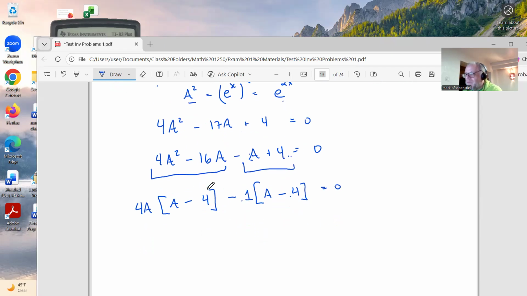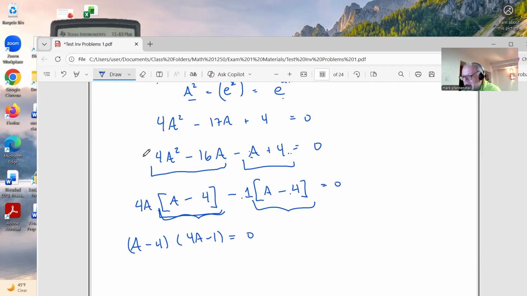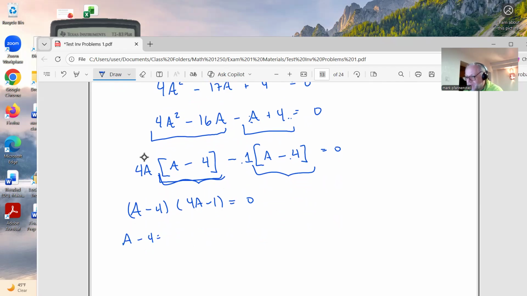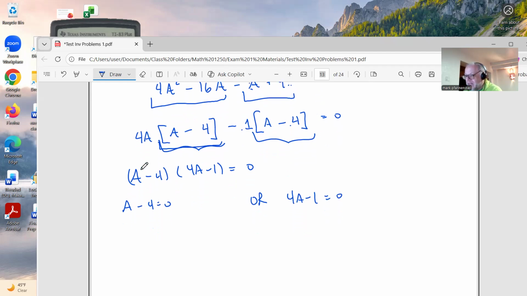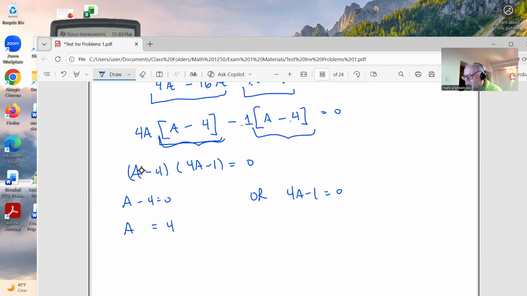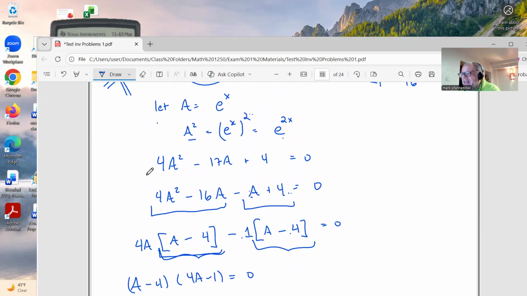Now, one of the things you're going to do is inspect this and ask, are these the same? Yeah, they sure are. Now we can do factoring by grouping and move this out. So we have a minus 4, parentheses, 4a minus 1 equals 0. Now we can say either a minus 4 is equal to 0 or 4a minus 1 is equal to 0. So a is equal to 4, or 4a is equal to 1, or a is equal to 1/4. What the heck was a? That was not the problem I was dealt. a is e to the x.